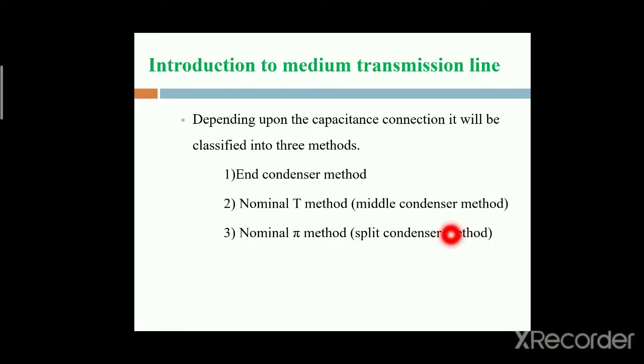Depending upon the connection of the capacitance, we divide it into three types: the end condenser method, the nominal T method or middle condenser method, and the nominal pi or split condenser method.